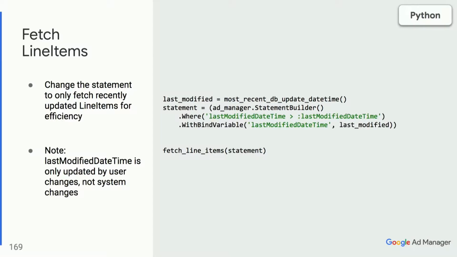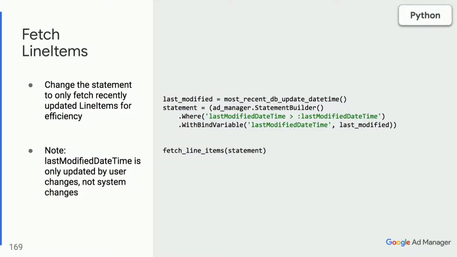So one option is to fetch by last modified date time. If we get the last time that the database was updated, and then we only update any line items that have been updated since then, we can pretty reliably keep our database up to date. But in the meantime, we're making much smaller API requests. There is a caveat with this, though, that you should be aware of.